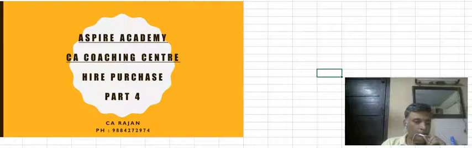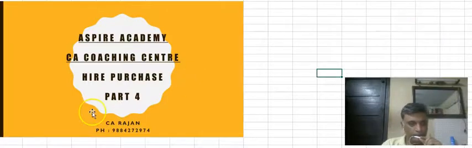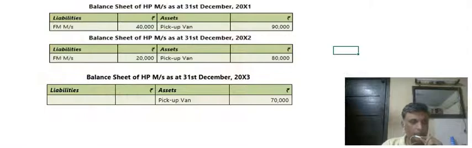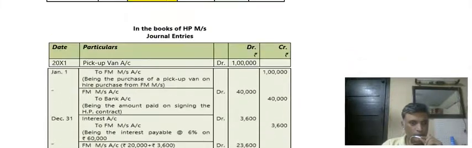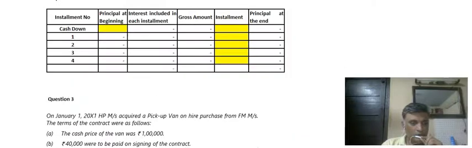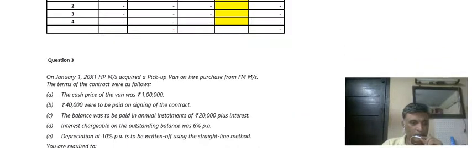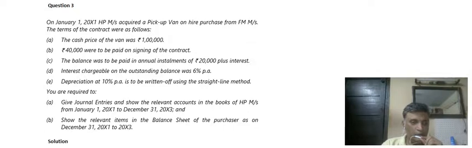So today we will try to solve a problem on hire purchase. What is the accounting to be made in the books of the hire purchaser? So let's get into a problem. Question number 3 is the subject matter of today's discussion. We'll go through the problem and then we'll try to solve it.